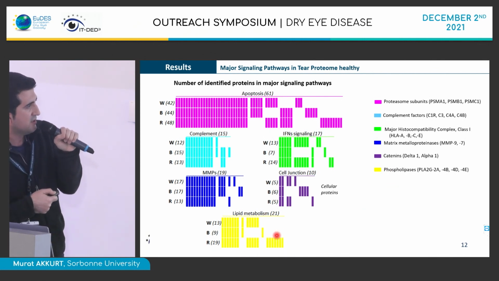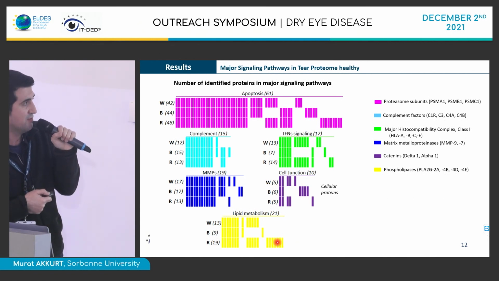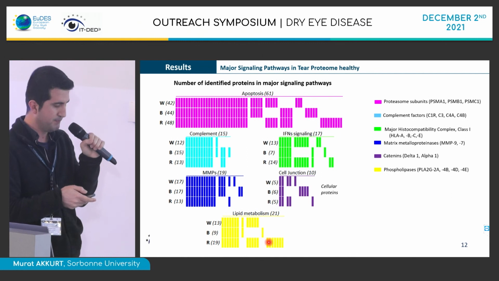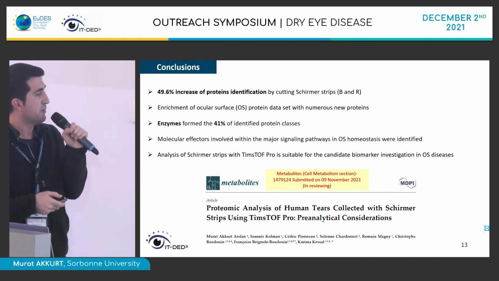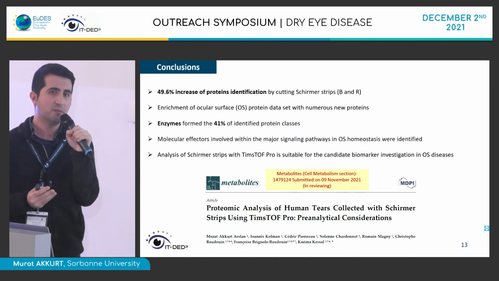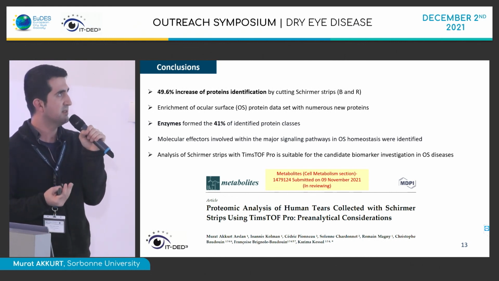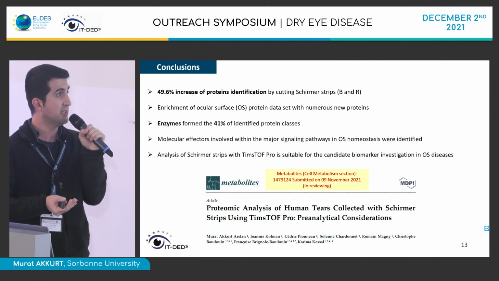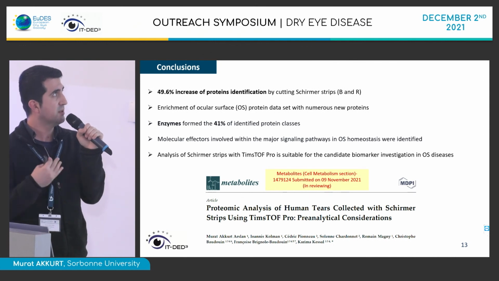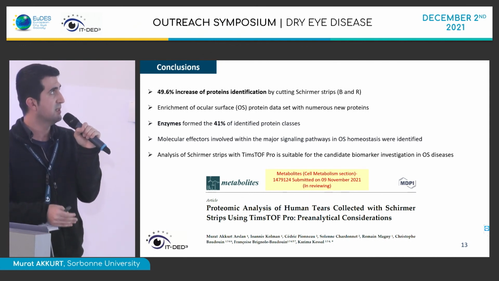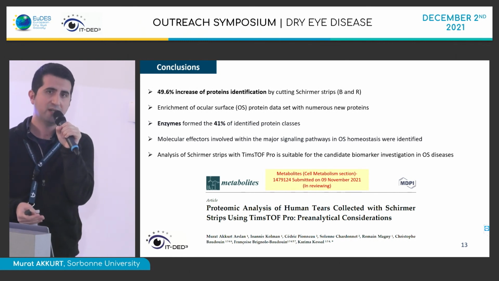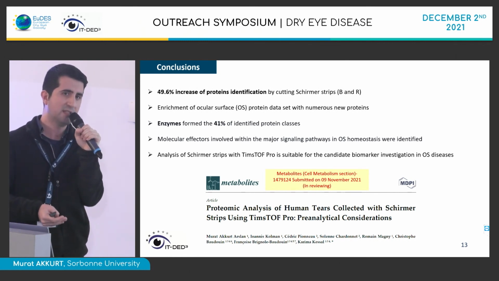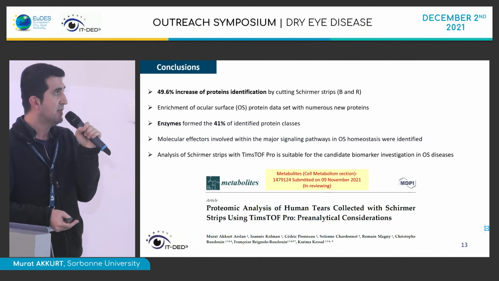And again, here you can see we identified more proteins in the rest of the strip that were involved in lipid metabolism. So to sum up, we could identify 50% more proteins by this methodology, cutting bulb and rest and analyzing them separately. We identified a huge amount of enzymes in tear proteins, and they were a major protein class. We also identified molecular effectors involved in 6 important signaling pathways in the ocular surface.